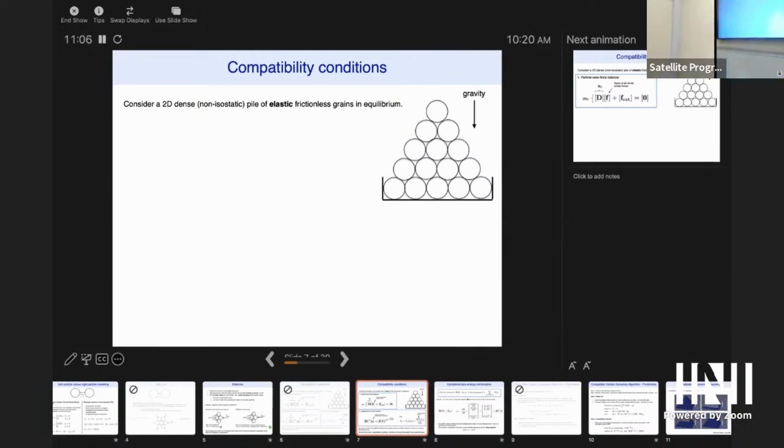So at first, let's consider 2D particles, but they're dense. Okay, so this is not isostatic. Isostatic would mean that there are so few contacts that there are the same number of equations as unknowns. So this is very dense. So here only elasticity would give you a unique solution. Okay, so you have a 2D dense, non-isostatic pile of elastic grains.